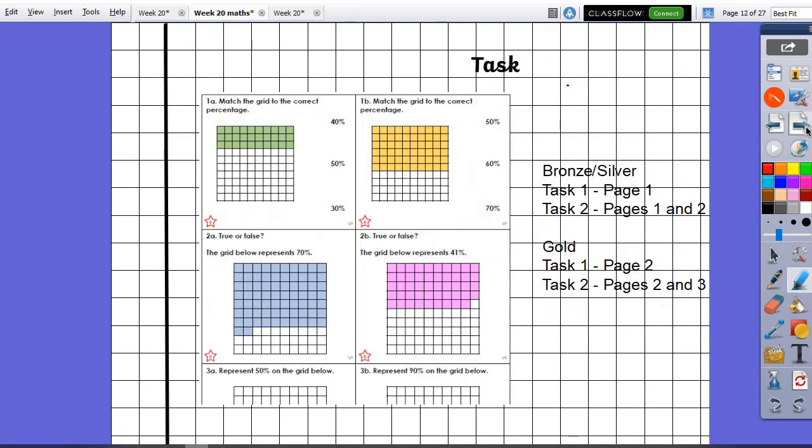Then your next task. Your task today is problem solving sheets. If you can print them, that'd be brilliant. Your bronze and silver, you do task 1, page 1, and then task 2, pages 1 and 2. If you're gold, you're doing task 1, page 2, task 2, pages 2 and 3. So everybody is completing 3 pages of work today.